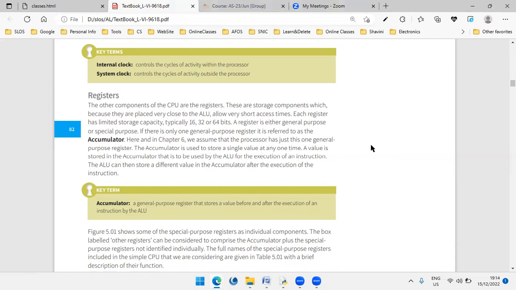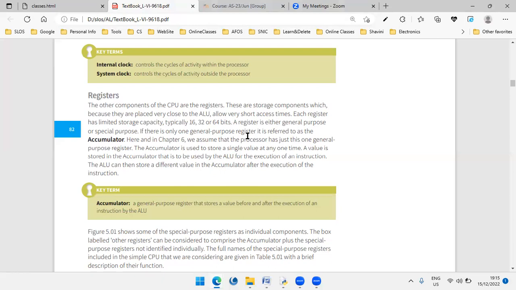So because of that, these ALU registers are kept close to the ALU so that you can work very fast, allowing very short access time. Short access time means high speed. Each register has limited storage capacity. As I told you, it's just tiny things, right? Typically 16, 32 or 64 bits.